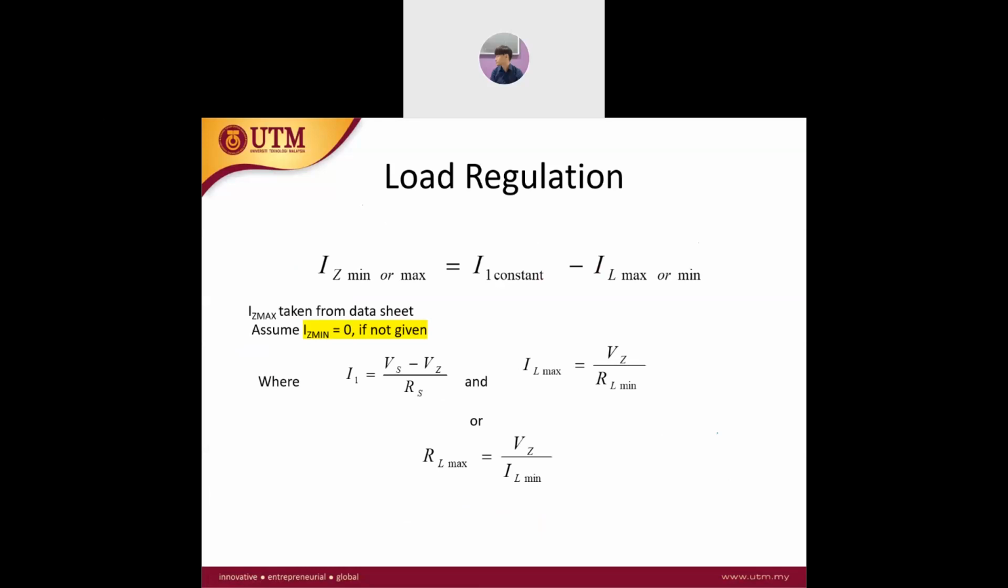Whether IZ is minimum or maximum depends on our circuit configuration and whether the diode is on or off. So for IZ min or max, the current I passing into this one is constant, minus IL max or min.